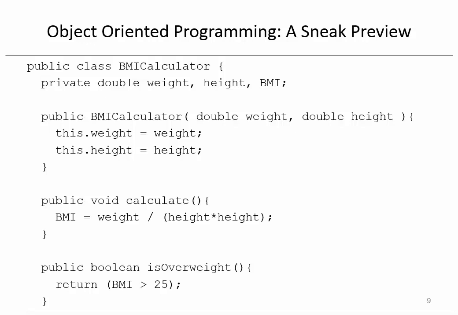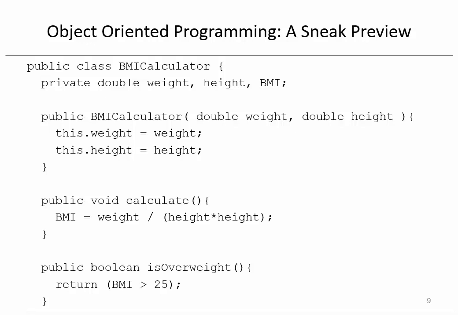Here you can see an example of a Java object-oriented class definition. A class is a blueprint description for a series of objects. In other words, an object is an instance of a class, a particular occurrence of a class. So here we have a class BMI calculator. BMI calculator is the name of the class.